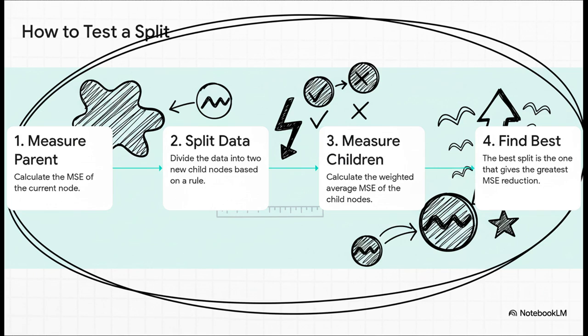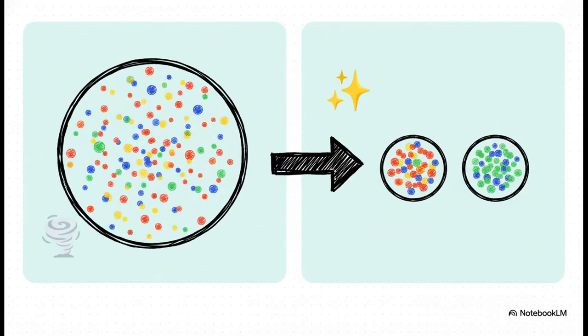Because a split that makes a tiny pure group and a huge messy group isn't as good as a split that creates 2 decent-sized, pretty pure groups. The algorithm will always pick the split that causes the biggest drop in MSE. And this shows the goal perfectly. You start with one big, messy group with high MSE. A good split gives you 2 new groups that, when you look at their combined weighted MSE, is much, much lower. We've literally created more order from chaos just by asking one smart question.